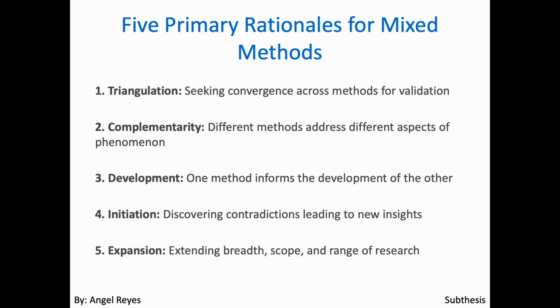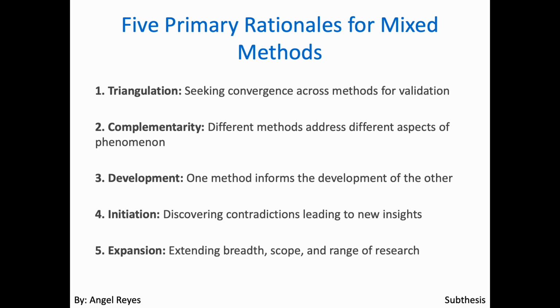Why choose mixed methods over simpler alternatives? These are the primary rationales to justify this methodological complexity, and understanding them helps you select appropriate approaches. First, triangulation seeks convergence across methods for validation. When surveys and interviews yield similar conclusions, your confidence in findings increases dramatically. Second, complementarity uses different methods to address different aspects of phenomena.